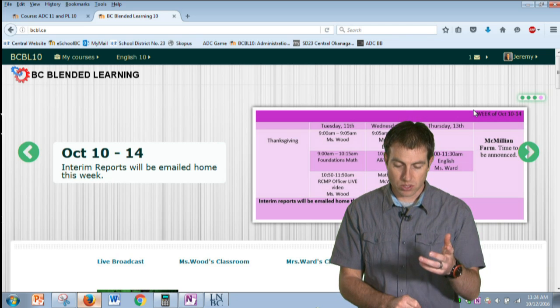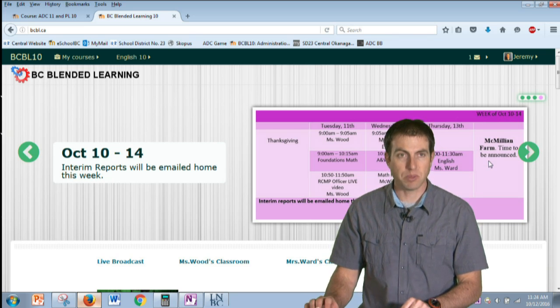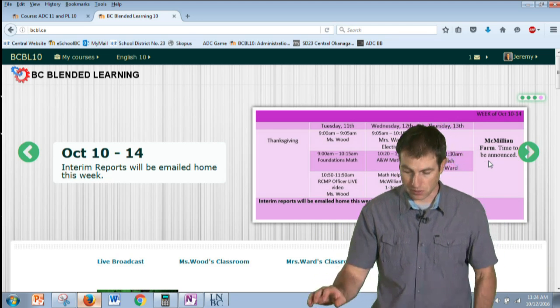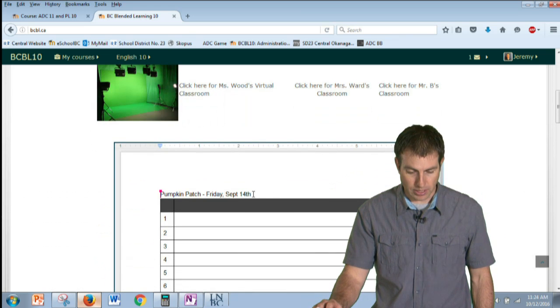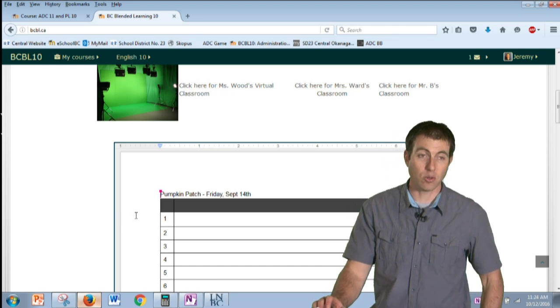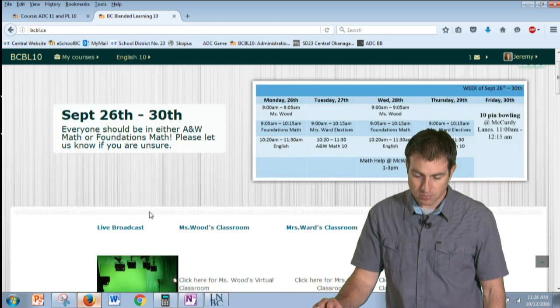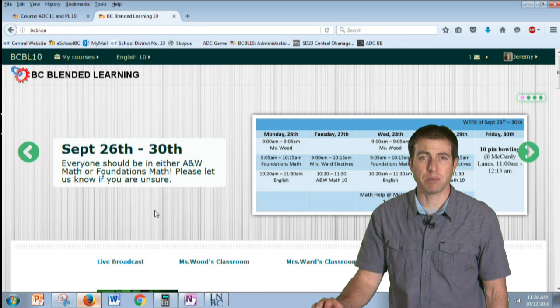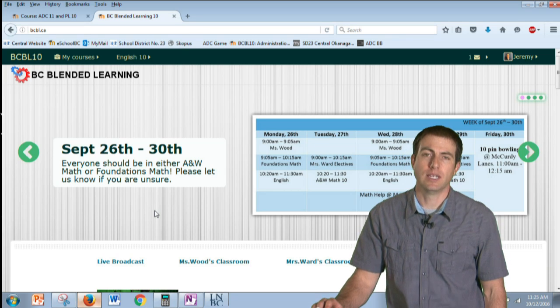Hopefully you guys come out on Friday to McMillan Farm. Sign up is right here. I forget the time. I think it's like 12 to 1 or something like that. I go with my family every year. It's lots of fun. It's a tractor ride. You get to launch pumpkins with a huge slingshot, corn maze.